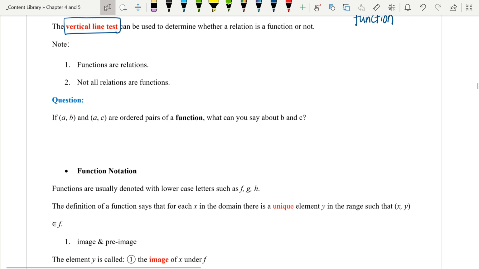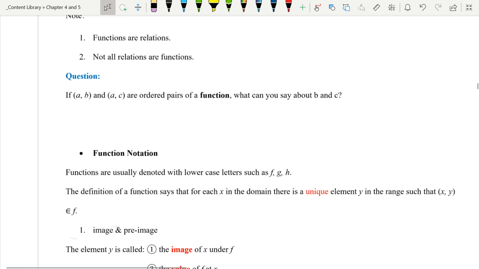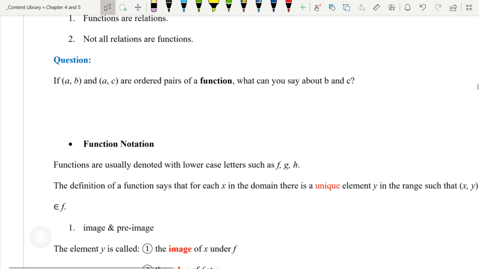Okay, let's have a look at this very tricky question here. If (A, B) and (A, C) are all the pairs of a function, what can you say about B and C? Very tricky. If (A, B) and (A, C) are points on a function, what can you say about B and C? Yes, Josh?